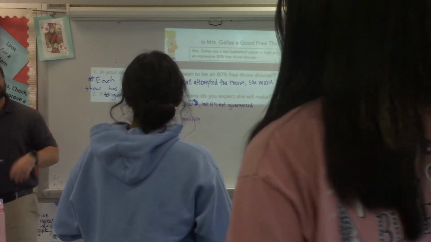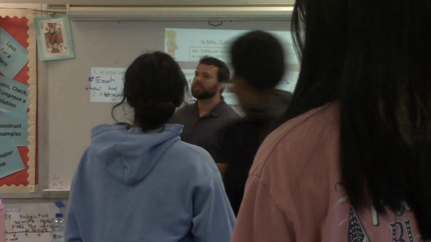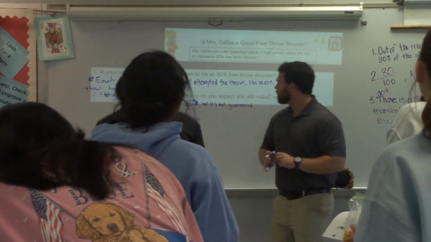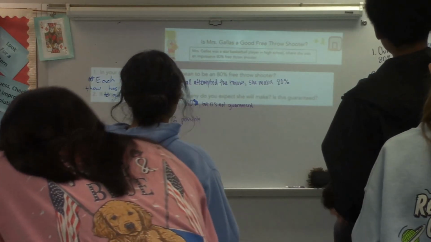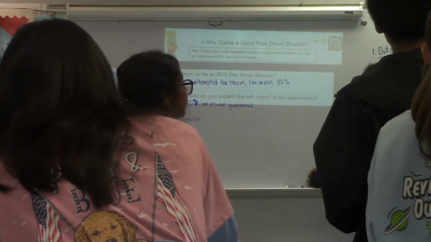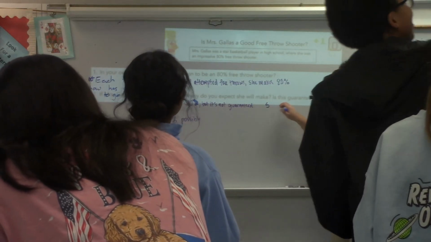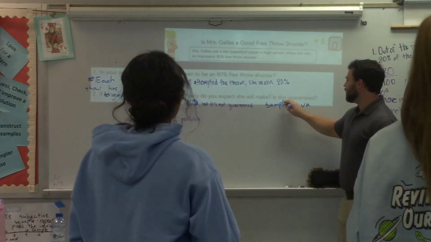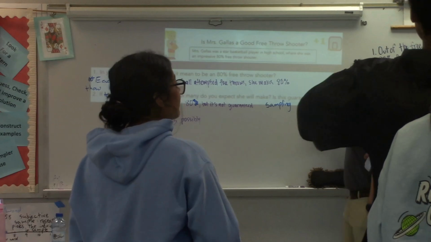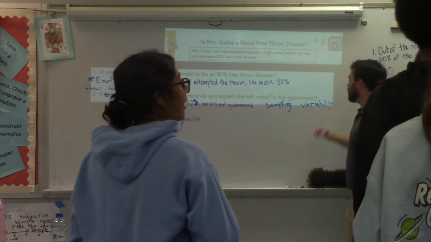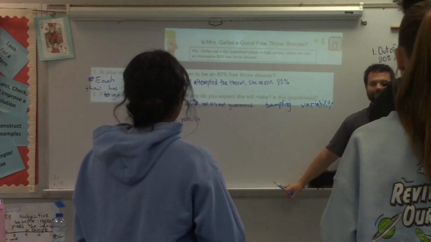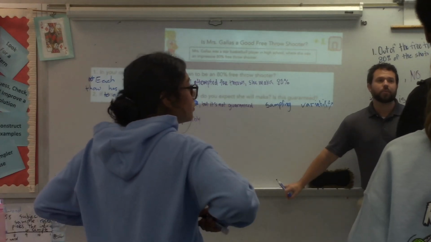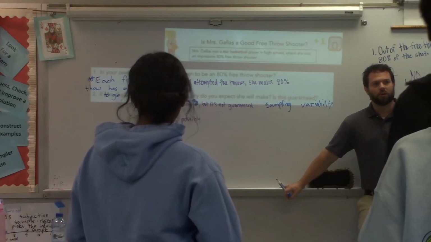Variability, she's not a robot. Does anyone know a term though for that variability that we've studied before? Randomization? Kind of. Bias? Sampling variability. I asked which type of variability. It would not be bias though. Okay? It is sampling variability. Remember, different samples are going to produce different results, right?